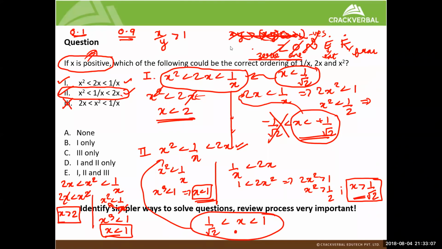Strategy for the last 30 days for a 48 scorer. Not much, Sanmeet. If you're at a 48, I told you in the beginning itself, identify what areas you're weak on. Focus on those areas. If you're good at ratio proportion, I wouldn't choose questions in ratio proportions to practice. So figure out what the weak areas are, focus on that, try to get most of those questions right.